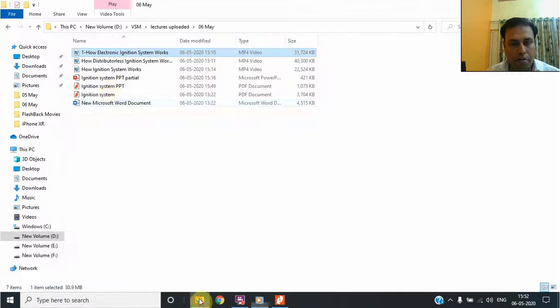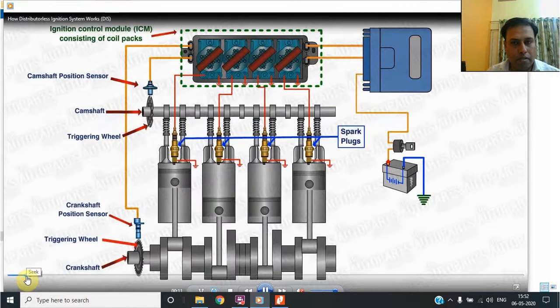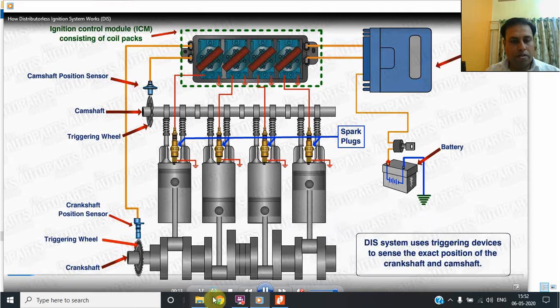And one more video is there, showing how the distributor-less system used to work. This is the more advanced thing, because these days each and every cylinder has a separate high tension coil. You can see in the video itself. This is the high tension coil of the first cylinder. For the second, third and fourth, separate high tension coils have been given.